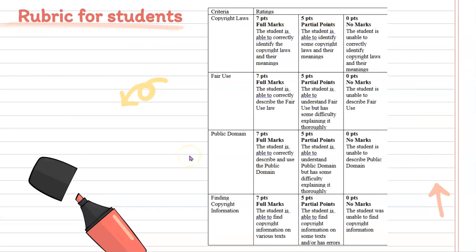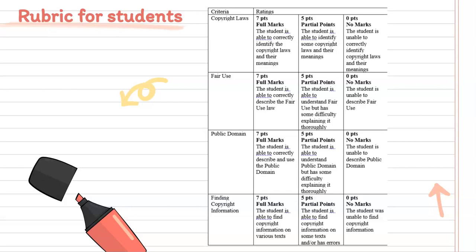This is the rubric that we came up with. The first one is just copyright laws. So basically the student is able to correctly identify the copyright laws and their meanings. Same with fair use. They can describe the fair use law, and then public domain. And then the last one is finding copyright information in that small group.